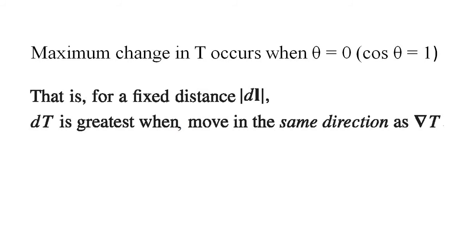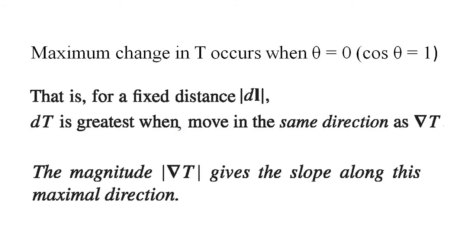At that time dT will be maximum, or dT is the greatest, when we move in the same direction as del T. The magnitude of del T gives the slope.